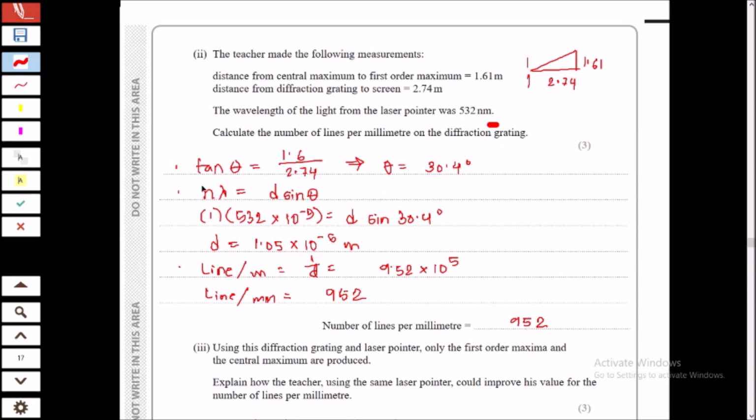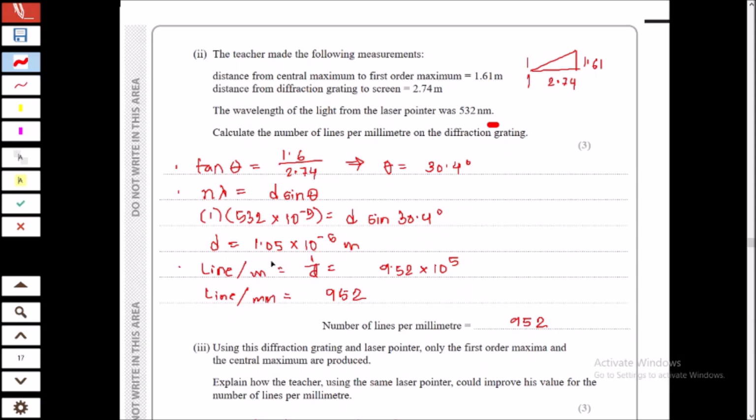Now we apply this equation. Since this is the first order, n is 1, lambda has been given in the question on the first page, d we have to calculate, sin theta, theta we know, and from there d is equal to this much. So d is the slit separation. Therefore, the distance between each line is this.